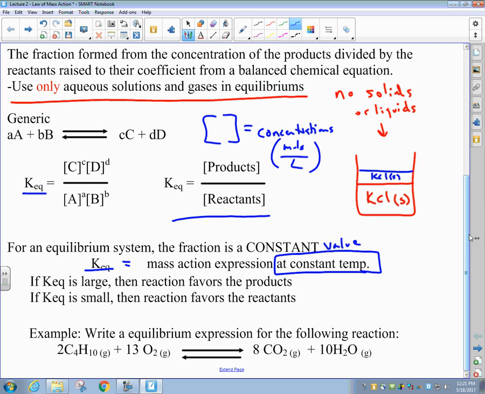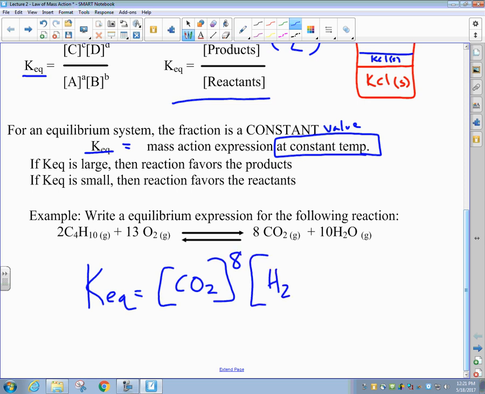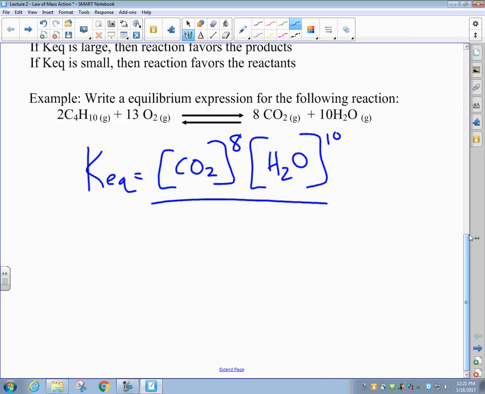First thing I'd like to do is practice writing an equilibrium expression for the following reaction. So we're going to have KEQ, and that's going to equal the concentration of CO2, which is going to be raised to its coefficient, 8, then the concentration of H2O raised to its coefficient, 10. Then we're going to divide that by the concentration of the butane raised to its coefficient times the oxygen concentration raised to its coefficient. And that would be an example of writing a KEQ expression.